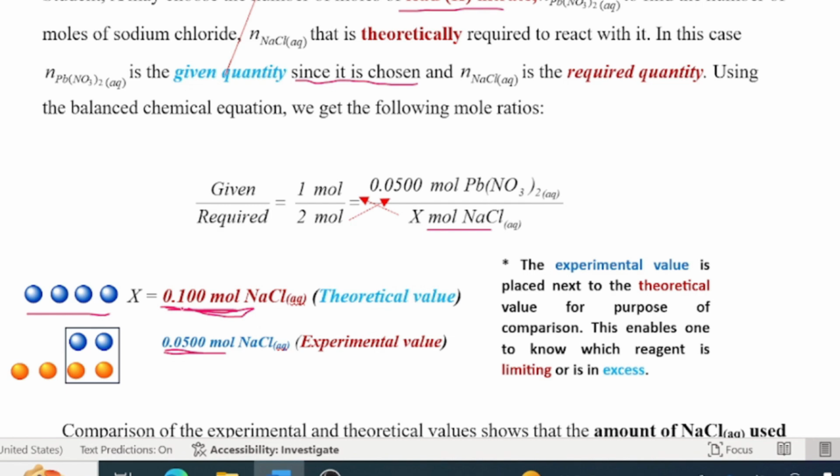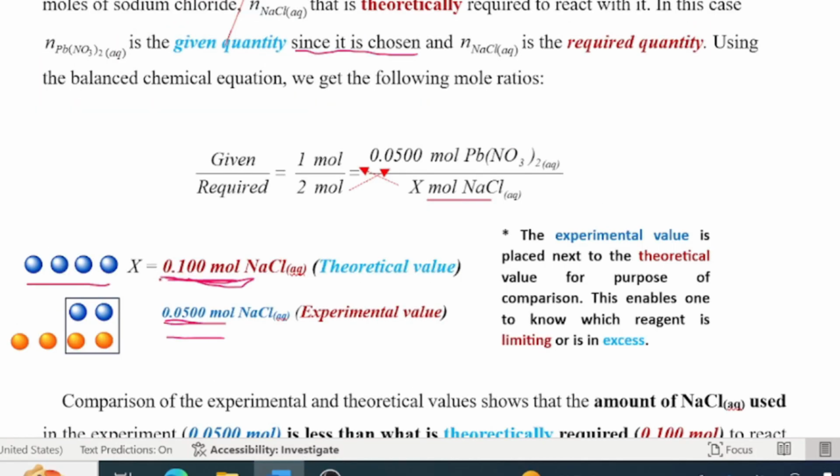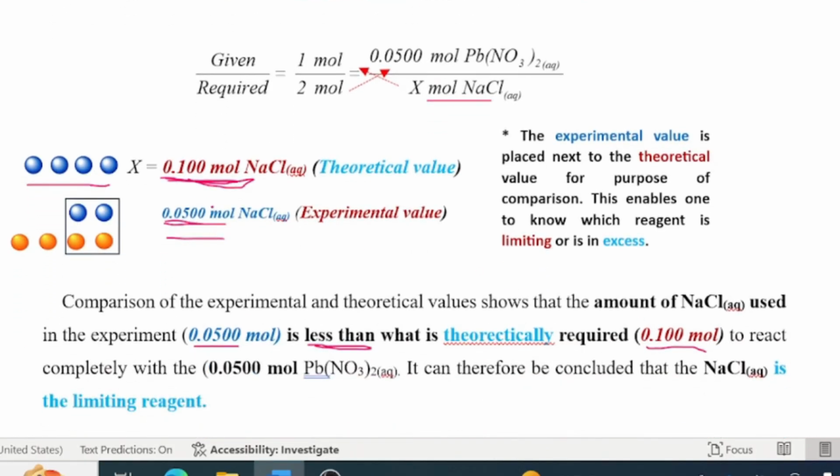So in theory, you're supposed to use that number of moles of sodium chloride. But in the experiment, that's what we calculated there, see? In theory, we're supposed to use 0.100 moles of sodium chloride to react with that amount of lead. But we use less. This value is less than that. So that is how much you're supposed to use to react with that amount of lead, but you only use this. Therefore, this one is going to be completely used up, and your lead is going to be left in excess.